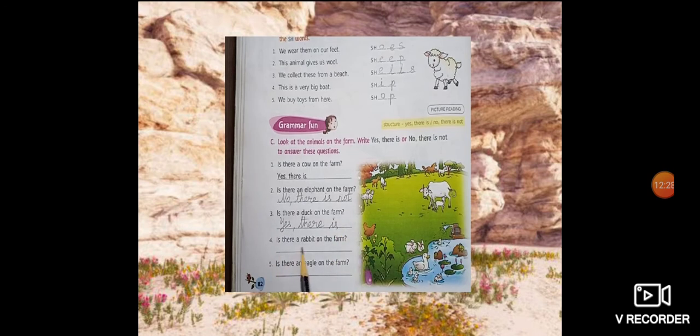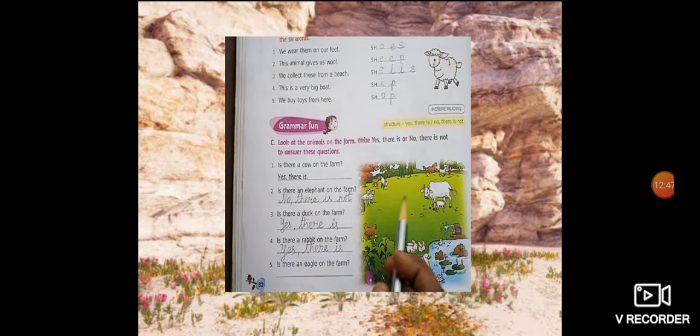Next. Is there a rabbit on the form? Yes, here it is. Yes, there is. So whatever animals you can find in the picture, you can write yes, there is. Is there an eagle on the form here? No. You're not able to find it, right? There is no eagle here. So what do you have to write? No, there is not.